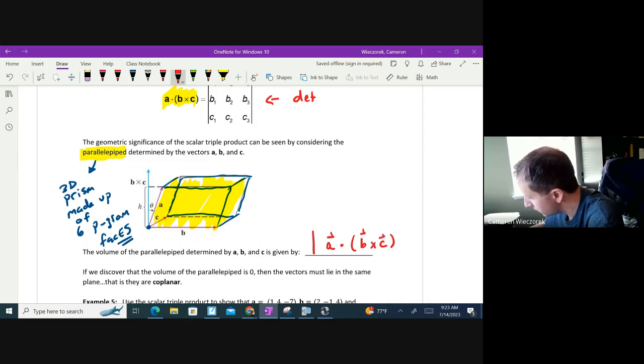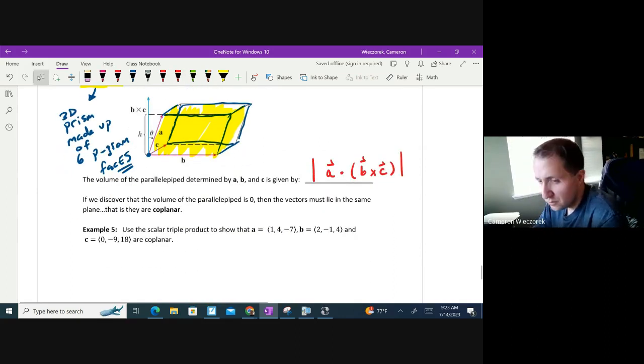So find the determinant and then make sure to make your answer positive. Now, what if you get 0? There's no volume. What does that mean? If we find that the volume of that parallelepiped is 0, so if this scalar triple product ends up being 0, what that tells us is that those vectors must lie in the same plane.